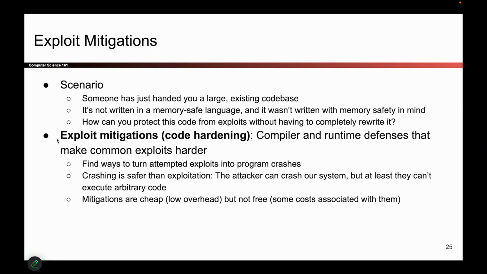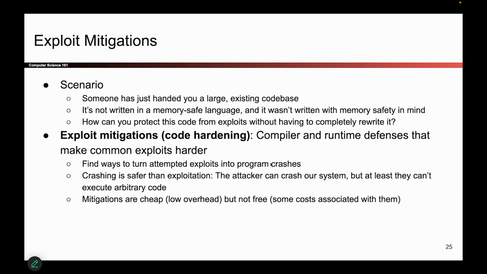And these are what we call exploit mitigations. And the idea here is we're going to change the way that the compiler and the runtime execute our code to try and at least make some of the common exploits harder. So we're not going to make the exploits impossible. That's not going to happen. The only way to stop all of the exploits is to switch to a memory-safe language. And in this scenario, you can't do that. But we can at least try and make some of the common exploits harder. So we're trying to make the attacker's life harder.